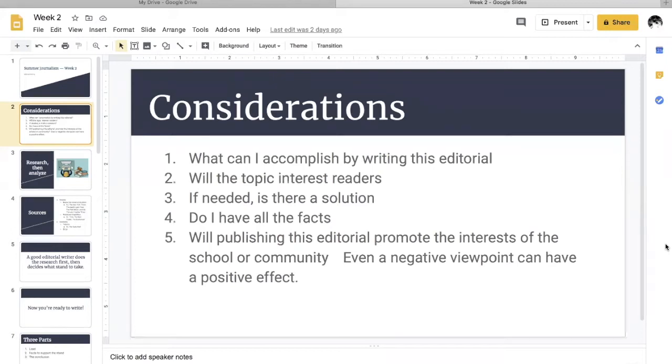Number 4, do I have all the facts? This is kind of obvious, as with all of the rest of journalistic stories. Do you have all the facts? Also, will publishing this editorial promote the interests of the school or community? Because anything you publish, you want to have a purpose, and what you write can have a big impact. And remember that even a negative viewpoint can have a positive effect. You can say what we're currently doing is not working, and that can help the administration or your community realize that this is a really big problem that we haven't seen before, but we need to solve instead of not doing anything to solve it.